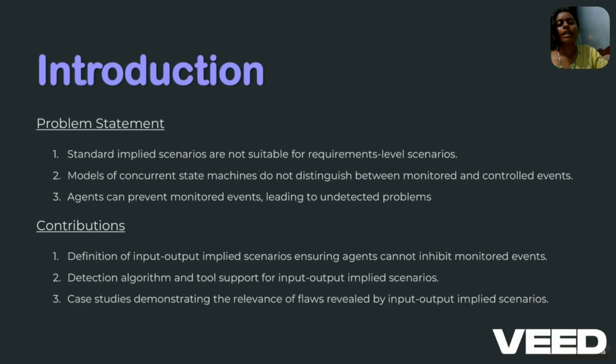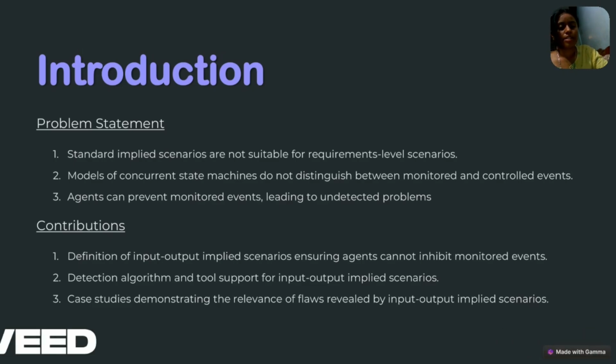Problem statement. Implied scenarios are not suitable for requirements-level scenarios. Models of concurrent state machines do not distinguish between monitored and controlled events. Agents can prevent monitored events, which leads to undetected problems. The contributions are: defining output and input implied scenarios, ensuring that an agent cannot inhibit the monitored events; detection algorithms and tool support for input implied scenarios; and case studies that demonstrate the relevance of flaws revealed by input and output implied scenarios.